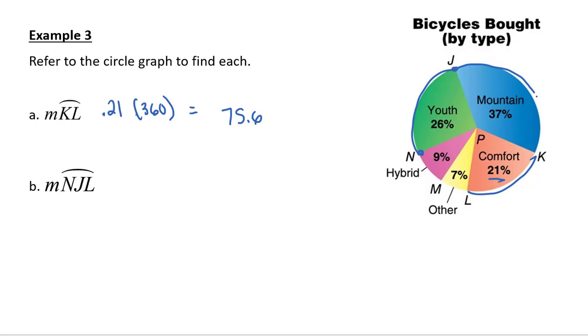I have N through J, and going all the way over to L. So adding all of those percentages up, that's 84% of my entire circle, which is 360. So that is 302.4.